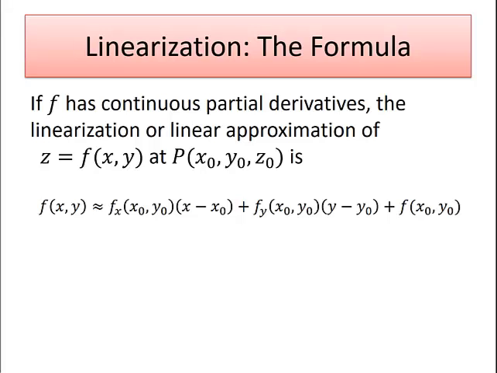So here's our formula for the linearization. If f has continuous partial derivatives, then the linearization or linear approximation of our surface at the point P is given by: our function is approximately our partial derivative of f with respect to x evaluated at the point times x minus x naught, plus the partial derivative of f with respect to y evaluated at the point times y minus y naught, plus the value of the function at that point, f of x naught, y naught.